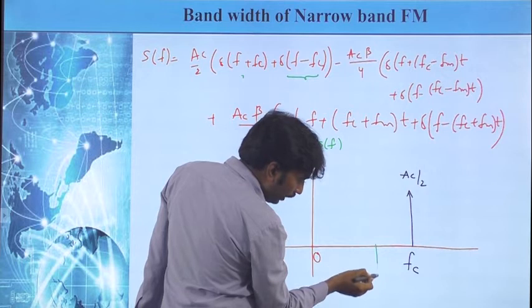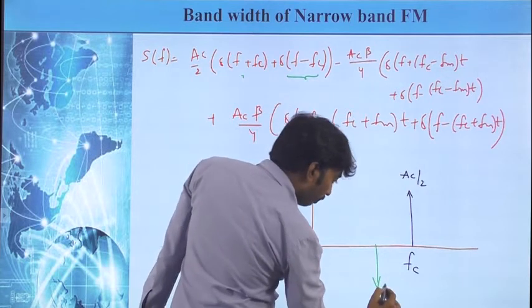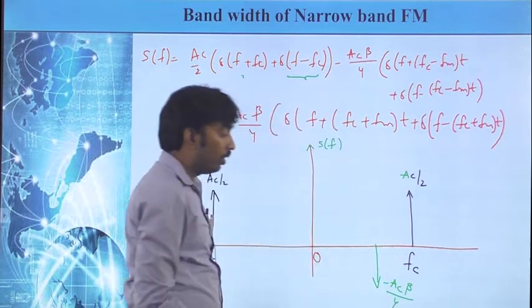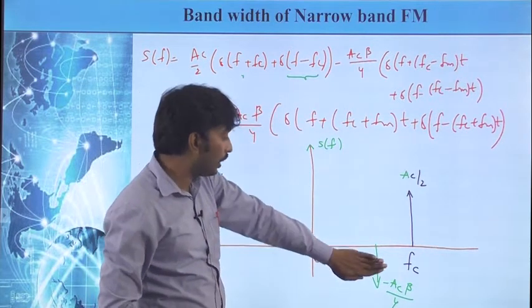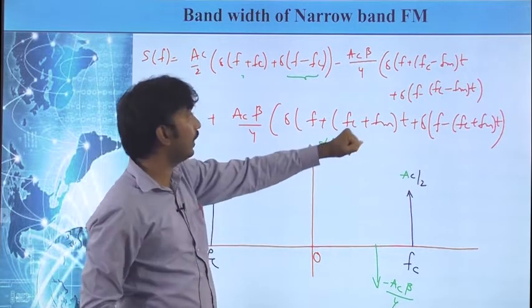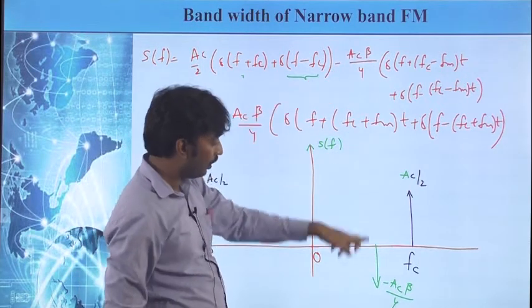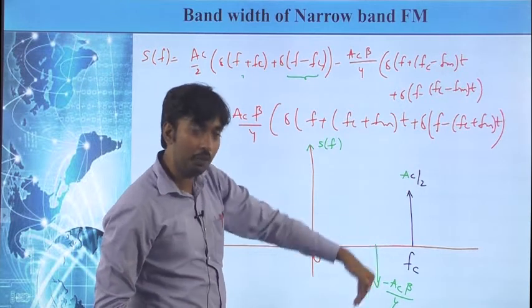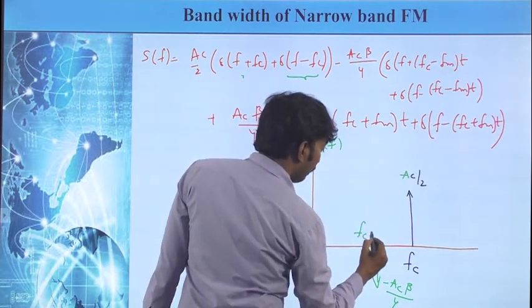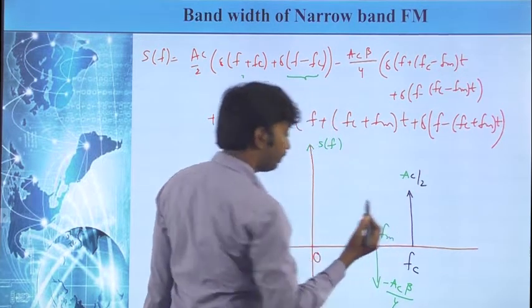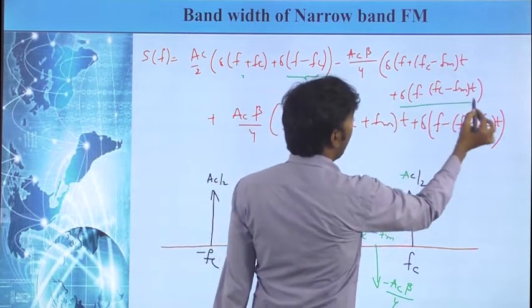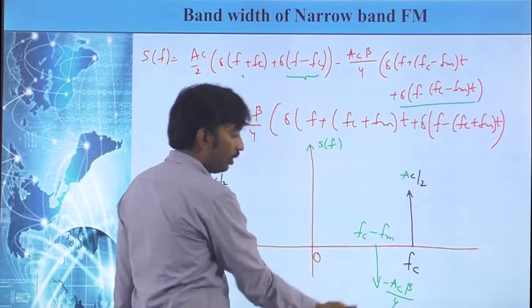Now this is AC, minus AC beta by 4. That is why the impulse will be minus AC beta by 4. If it were plus AC beta by 4, the impulse would be above 0. Understand? Because of this minus, the impulse is moving downward. And what is the location of this? Fc minus Fm. This is what I have plotted here.